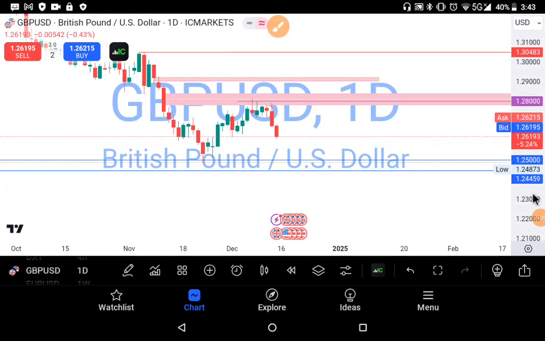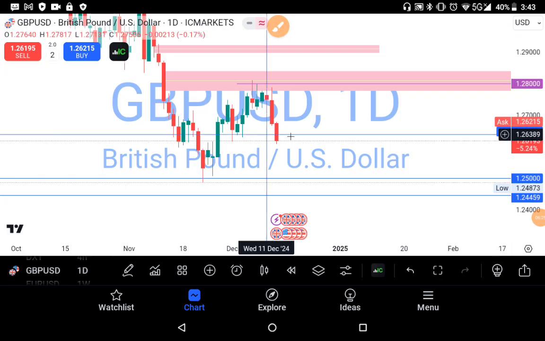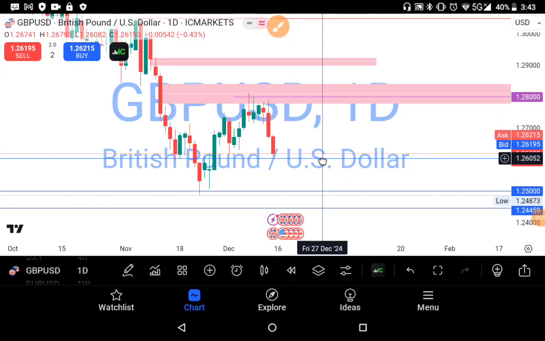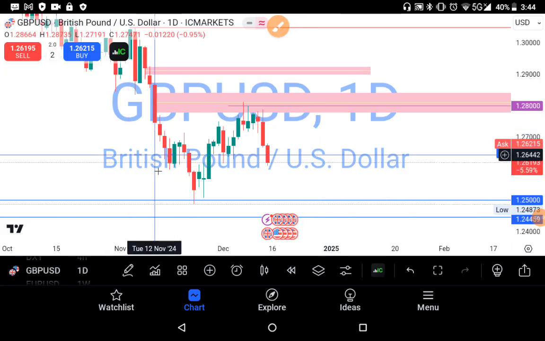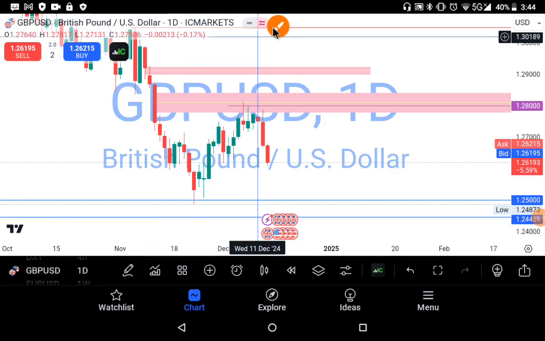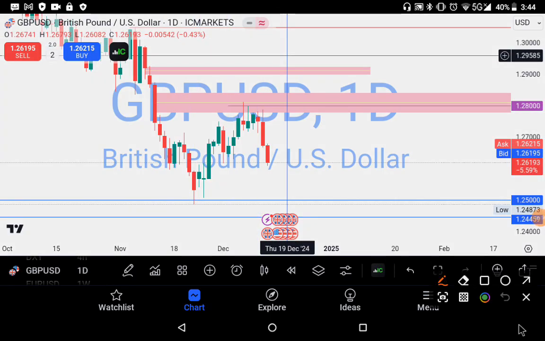Does that mean I'll be condemning the analysis, or does that mean the bias is flawed? I'll be watching two things. I'll be watching the market price coming towards this bullish order block. I have a bullish order block here.